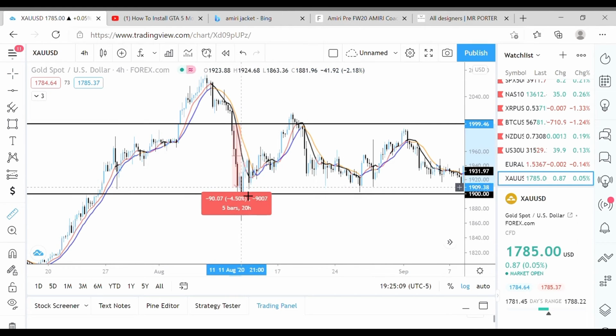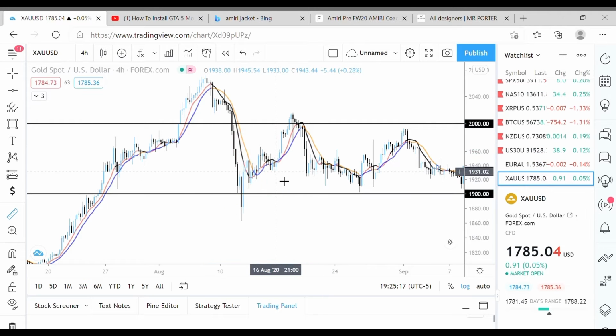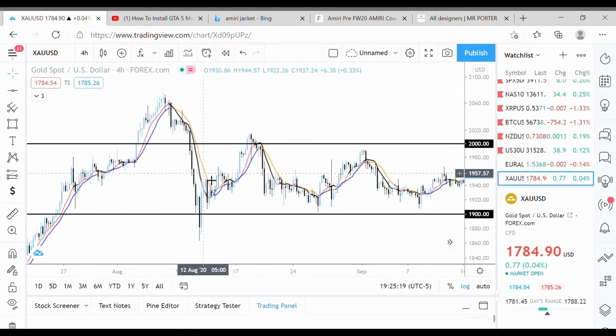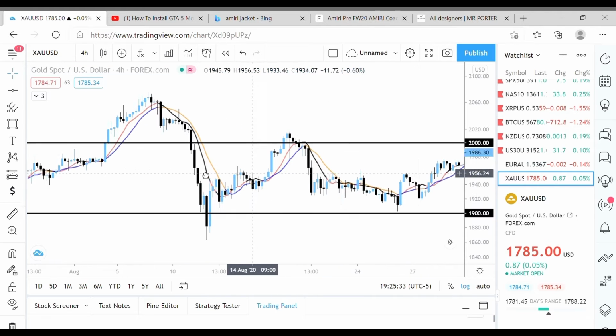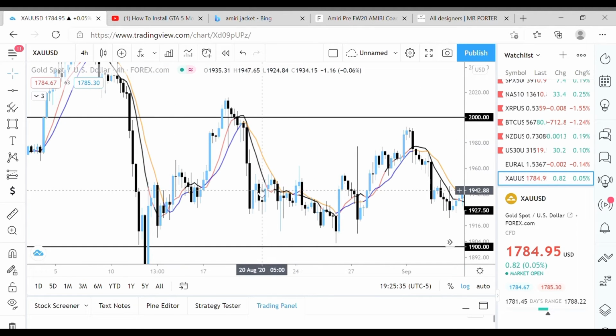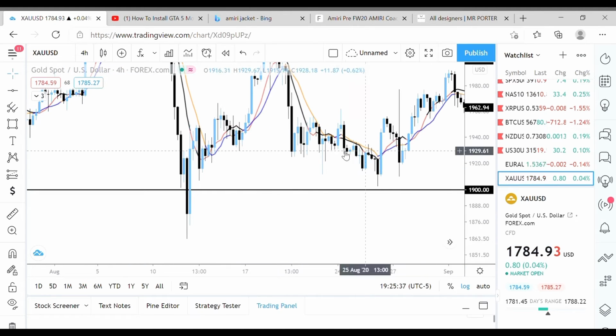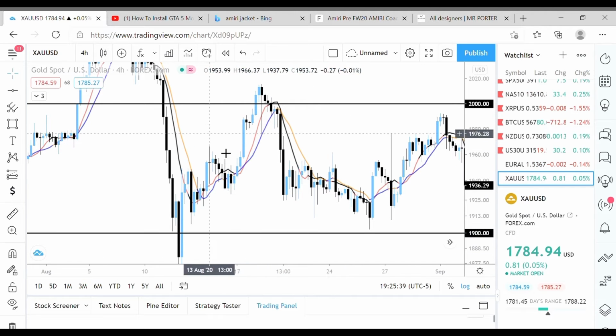Catching about how much? That's a lot of pips. 991 pips, 998, around that range. Using this method, it can get you a lot of pips. It caught me a lot of pips. I'm not even gonna cap.